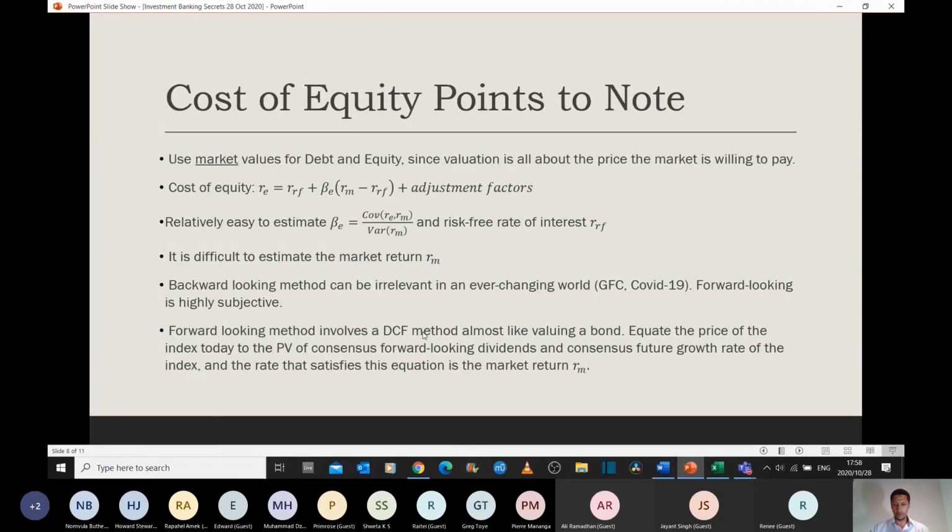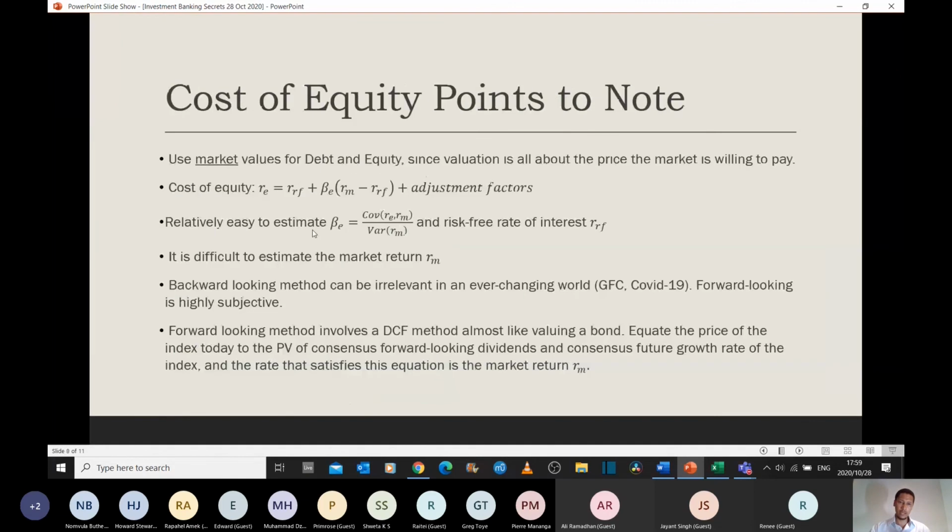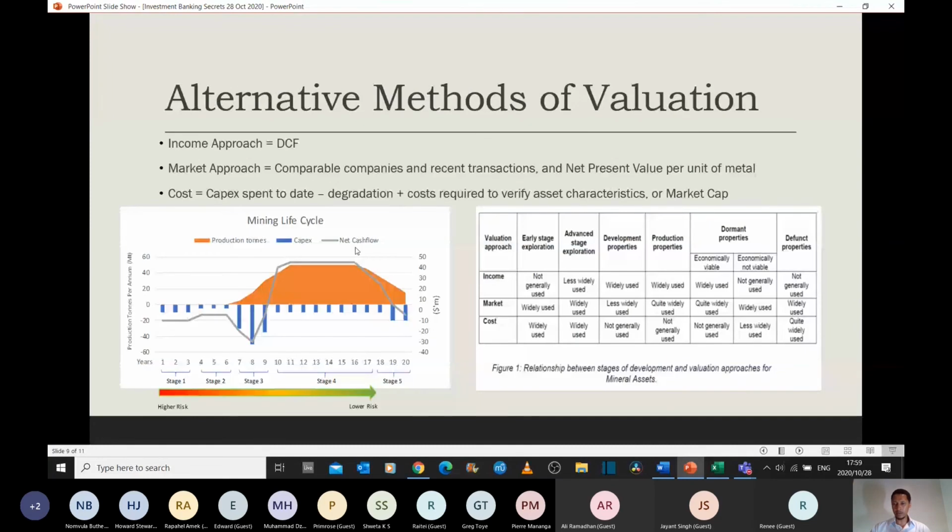Okay. So yeah, the forward-looking method involves a DCF method, almost like valuing a bond. Equate the price of the index today to the present value of consensus forward-looking dividends and consensus forward growth rate of the index. The rate that satisfies this equation is the market rate of return. Okay, so just doing that, that's how you'd calculate cost of capital in the mining industry.